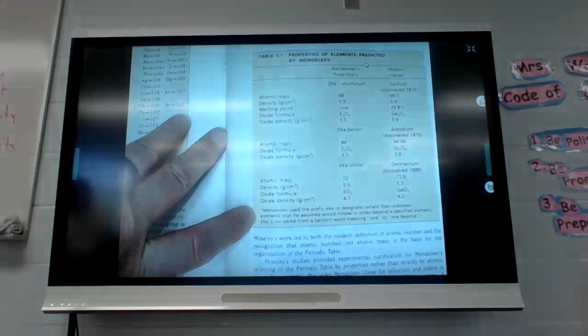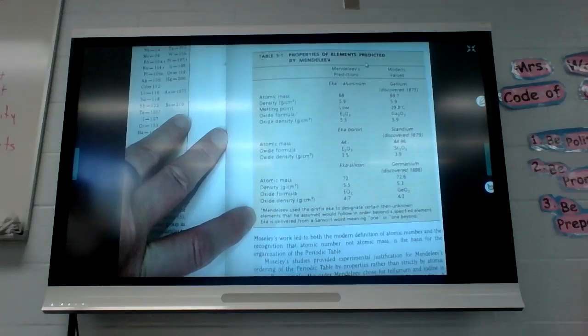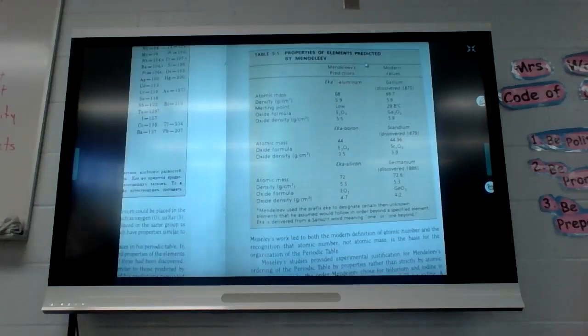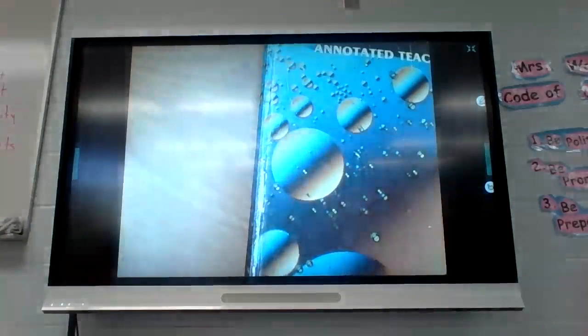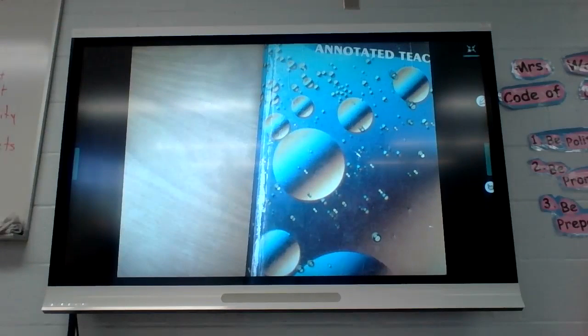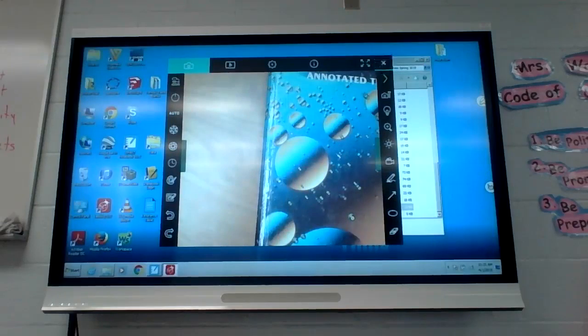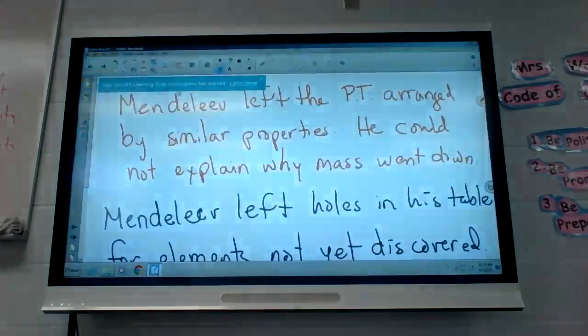Smart. Okay. So that's why we talk about him, even though he had no idea why the masses went down. He had them guessing skills. Okay. Dude, he would be great at Jeopardy. He probably would be. Too bad he's not alive to talk about it.